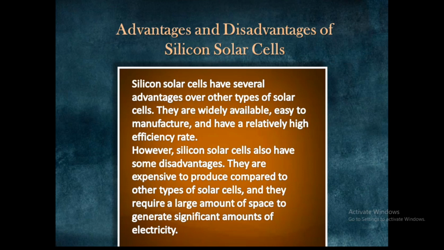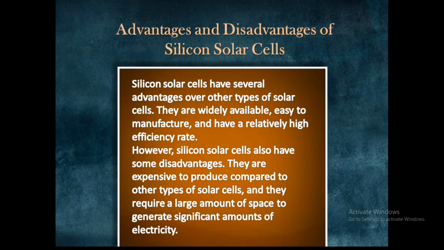However, silicon cells also have some disadvantages. Where there are advantages, there will be some disadvantages too. They are expensive to produce compared to other types of solar cells. As I said, monocrystalline and polycrystalline are too expensive to produce and use. Monocrystalline is highly expensive to produce compared to thin film silicon and polycrystalline, polycrystalline is more expensive, and when compared to amorphous and thin film, they are more expensive to produce.